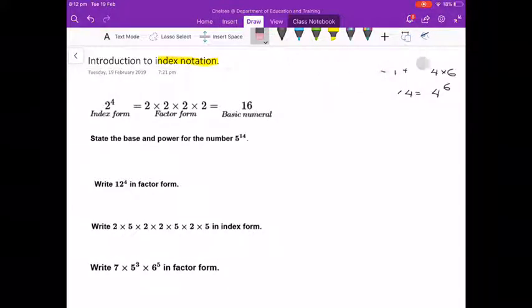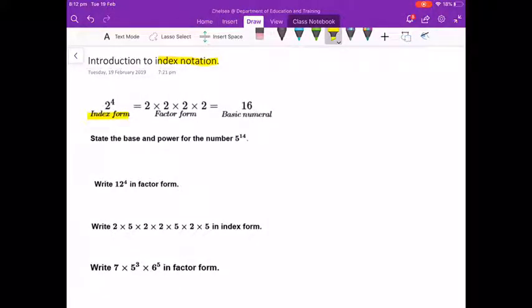We're now going to move into the 3 different types of forms that we're going to be looking at today. We could look at index form, where we have our base and our power, or our index. We have our factor form, which is another word for expansion. And we also have the numeral, which is the number. Now I'm going to take you through some problems, and we're going to go between our index, our factor, and our basic numeral form. Let's go through the 4 problems now.